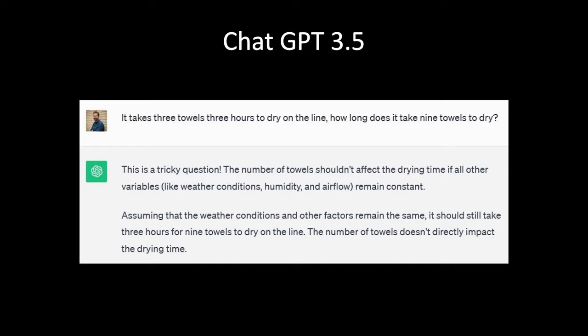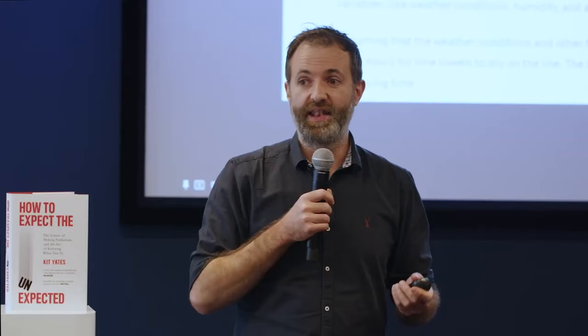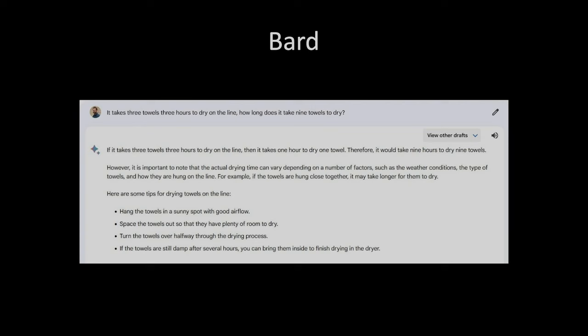So because they've updated that, I thought, let's go instead to Bard, right? Because I'm coming to Google. Let's see if Bard has got this right. And thankfully, Bard hasn't got this down. So it's a bit small, but Bard says, if it takes 3 towels 3 hours to dry on the line, then it takes 1 hour for 1 towel to dry. So it would take 9 hours for 9 towels to dry.